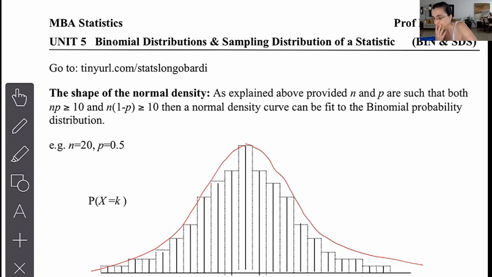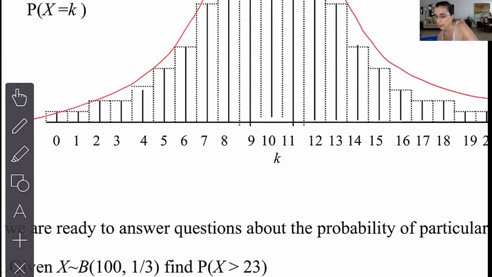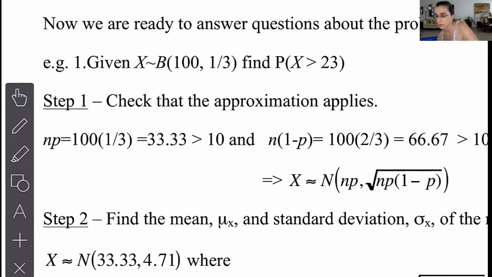I'll show you what I mean. So let's look at a couple of examples. Let's say that x is binomial with an n of 100 and a p of 1/3. Suppose I want to find the probability that x is greater than 23.